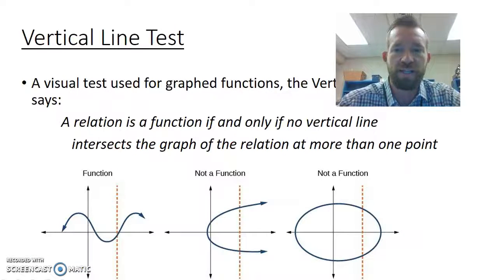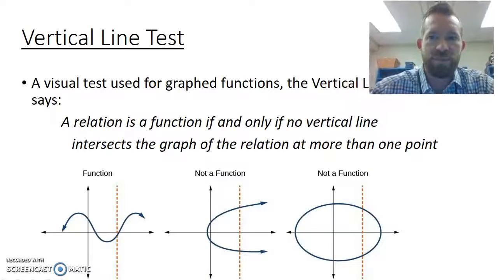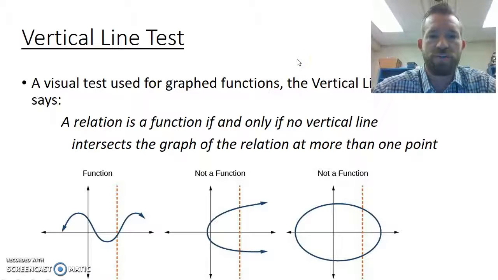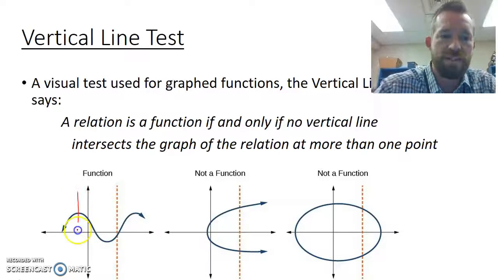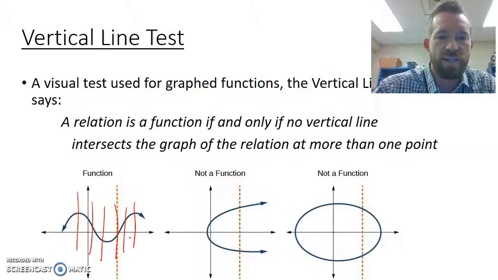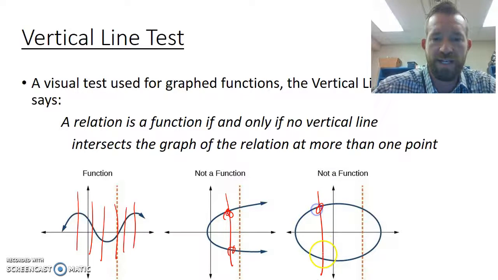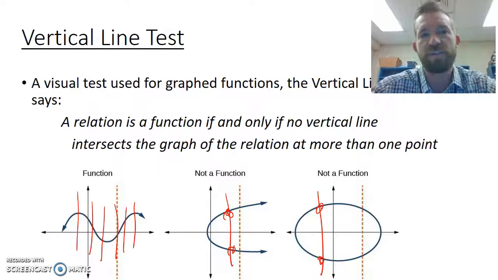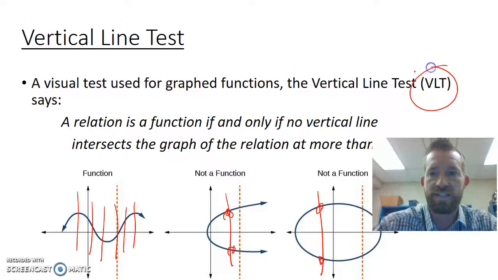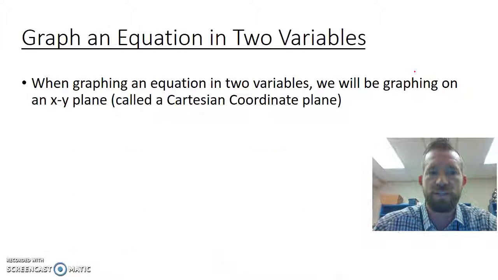The vertical line test is a really simple test that can show if something is a function or not. The definition is given right there. Basically, this thing is a function because no matter where I draw a vertical line, it only touches once. Whereas you can see in the sideways parabola, this touches twice. Here, this thing touches twice. Neither of those things is considered a function. So the vertical line test, or we sometimes call it the VLT, is a good test to see if something's a function or not when you graph.